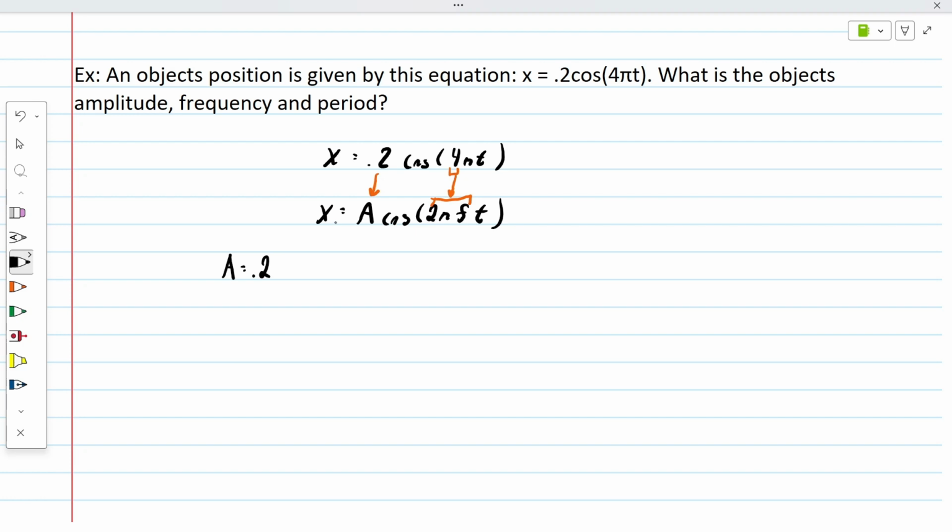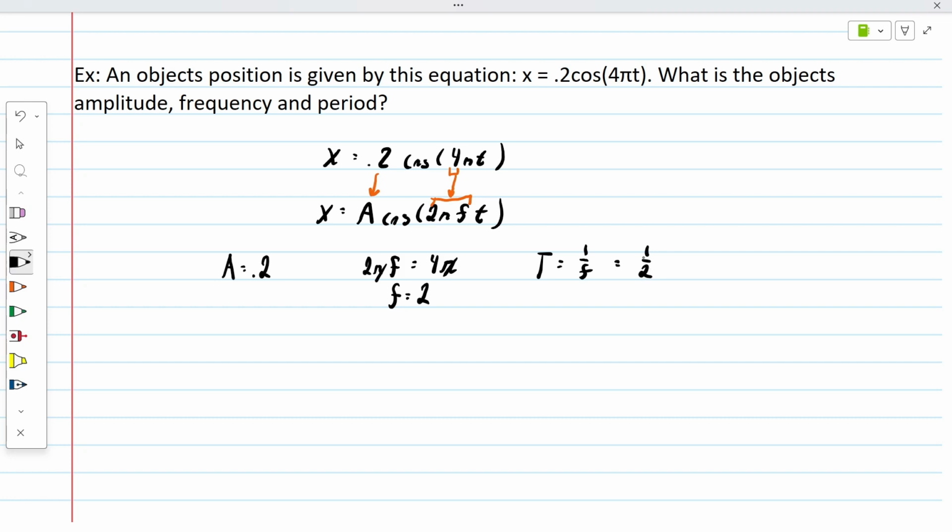If we want to find the frequency, we know 2 pi times frequency equals 4 pi. So the pi's will cancel and our frequency will just equal 2. And so that'll be our frequency. Then if we wanted the period, we know period is just 1 over frequency. So the period would be 1/2.